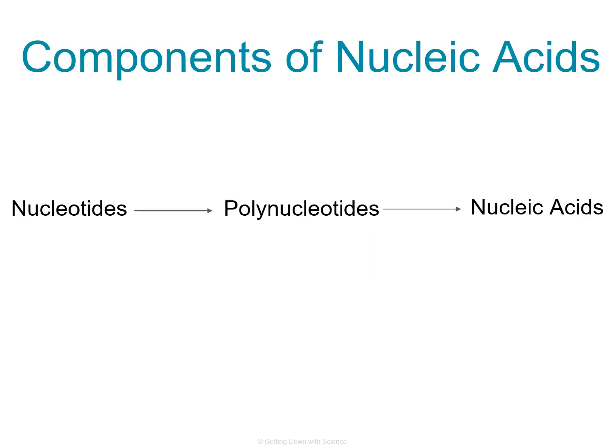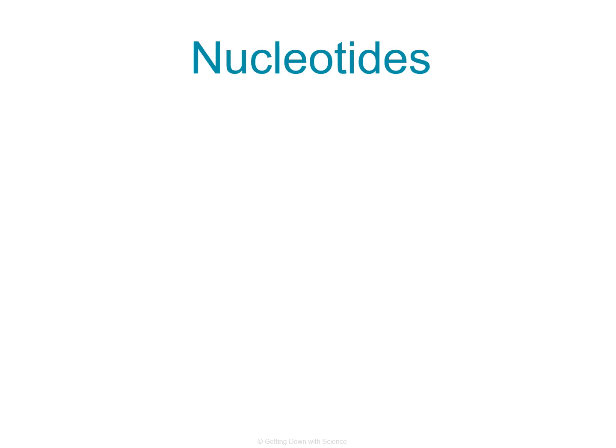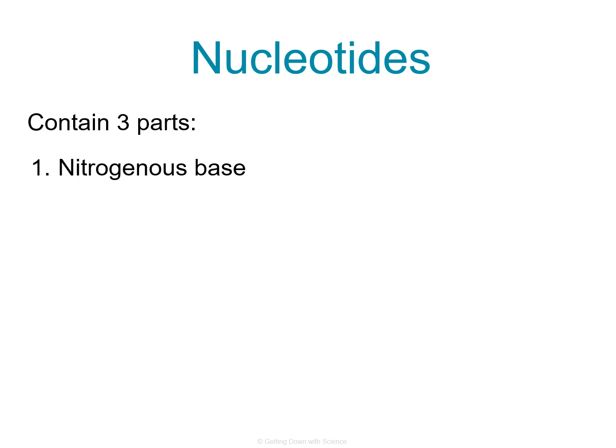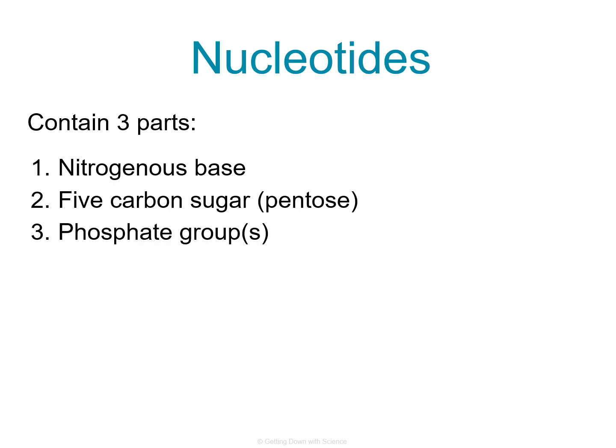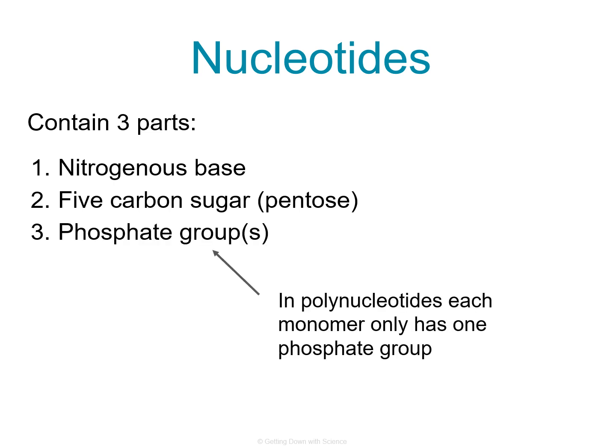So what are the components of a nucleic acid? We start with our nucleotide, and then we put a bunch of nucleotides together and we get polynucleotides. And then we put even more nucleotides together and we get a nucleic acid. So nucleotides have three parts. They have a nitrogenous base, a 5-carbon pentose sugar, and a phosphate group. This is only seen in polynucleotides. Each monomer only has one phosphate group.